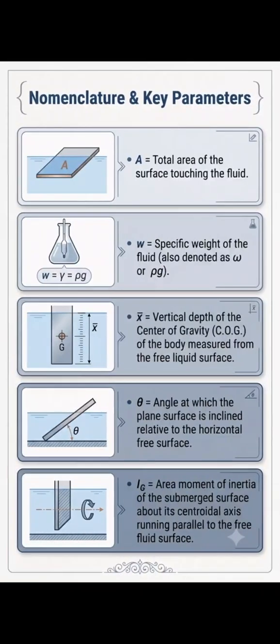Here, A is the total area of the surface touching the fluid. W is the specific weight of the fluid, that is equal to rho g. x bar is the vertical depth of the center of gravity of the body measured from the free liquid surface. Theta is the angle at which the plane surface is inclined relative to the horizontal free surface. Ig is the area moment of inertia of the submerged surface about its centroidal axis running parallel to the free fluid surface.